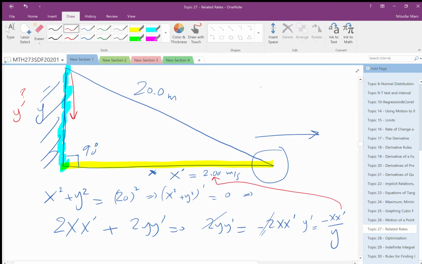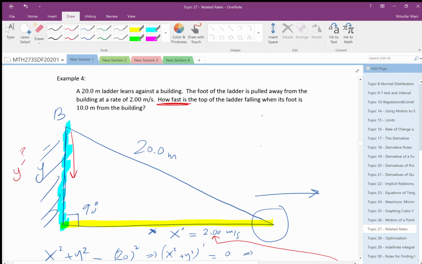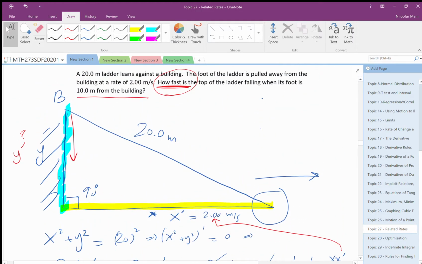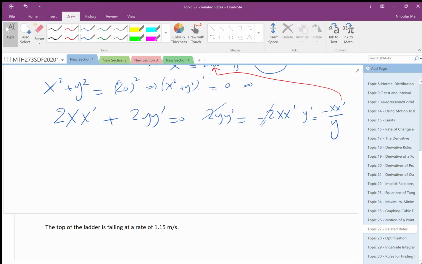How about x and y? I told you for this kind of questions, you need to have x and y at a certain time. Look at the question. It says how fast y is coming down when the foot is 10 meters from the building. When means at that moment. So it says the foot is 10 from the building. Oh, good. So I know x is 10. Okay, perfect. So I have y prime equal minus 10 times 2 divided by y.